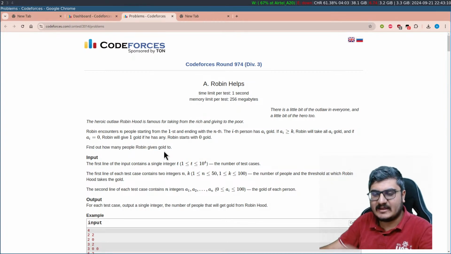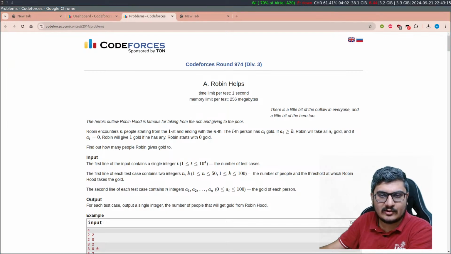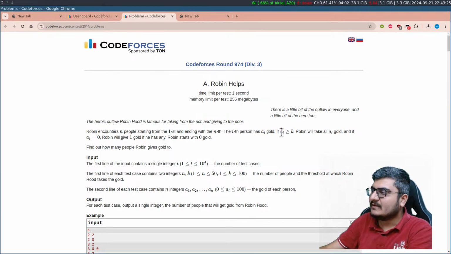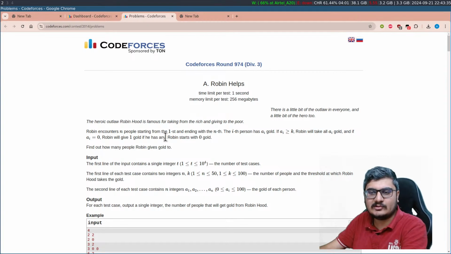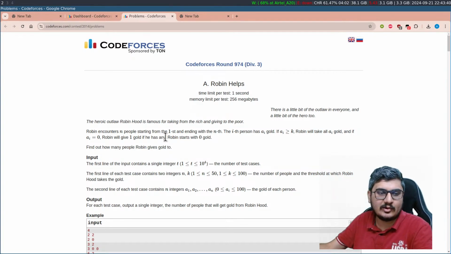So the idea would be the same, we would maintain two counters. One is how many people Robin has given gold to, and one is how much gold Robin has. Whenever he encounters someone with a_i greater than or equal to k, he will increase his gold quantity by a_i. If he encounters someone with a_i equal to 0 and the amount of gold Robin has is at least 1, then we give that 1 gold away and decrease Robin's gold counter by 1. We also increase the number of people we have given gold to by 1. And at last, print the counter we have.